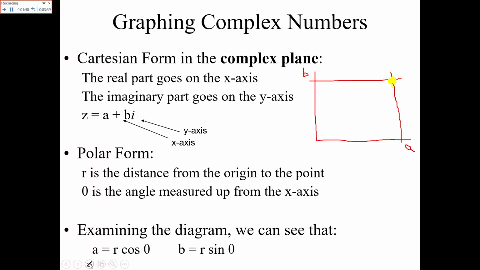Now in the polar form, this is the direction from the point of origin 0, 0 to that number. Here r is the distance from the origin to that point. So this line is the distance from the origin to the point, and this is equal to r. And theta is the angle that is measured from the x-axis to that point.